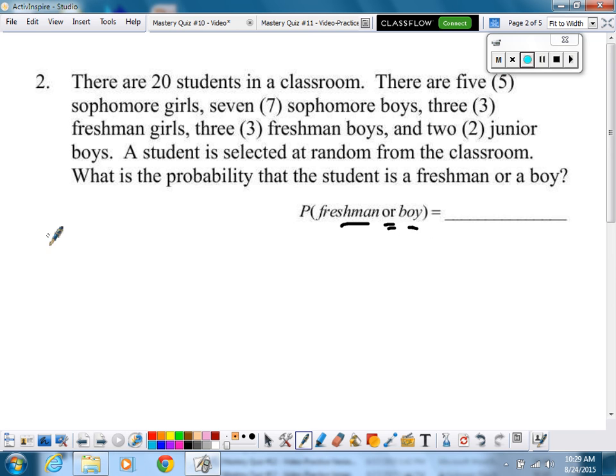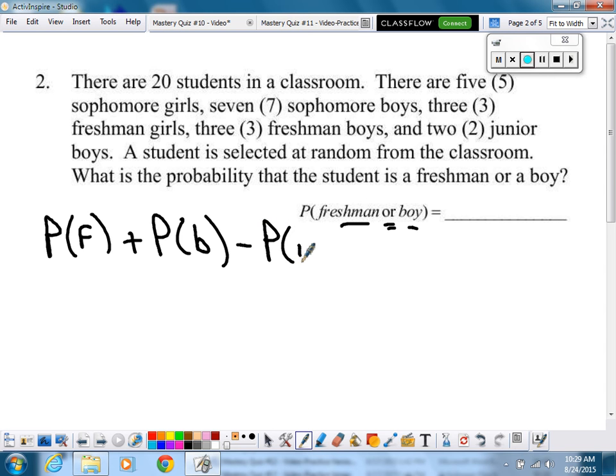Okay. Similar question here. I want to find out the probability of picking out a freshman plus the probability of choosing a boy, but then I better subtract the probability of getting a freshman and a boy. So I can't be counting people twice, just like the last question. So I got to figure out how many of these kids are freshmen. Looks like I've got 3 freshman girls, 3 freshman boys. There's 6 freshmen total out of that group of 20.